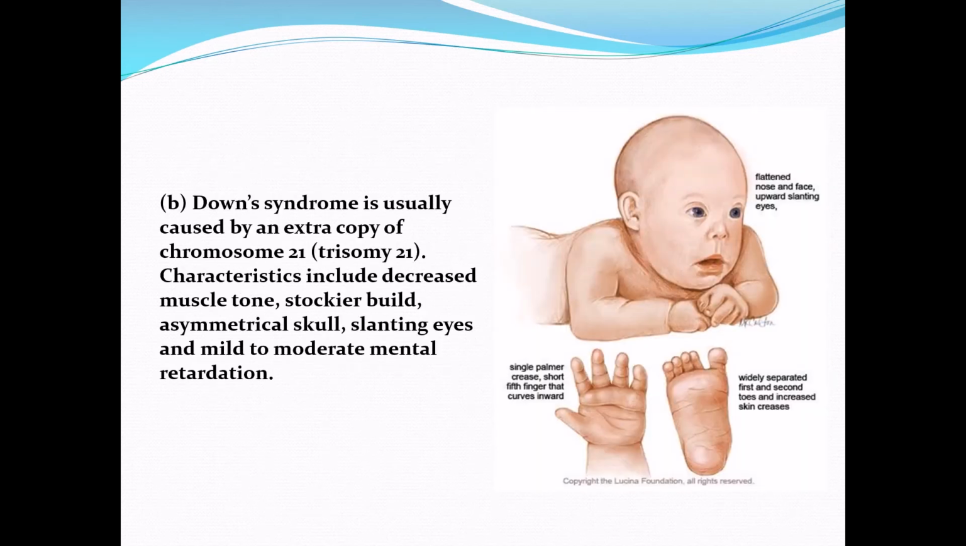The next one is Down syndrome, usually caused by an extra copy of chromosome 21, or trisomy 21. Characteristics include decreased muscle tone, stockier build, an asymmetrical skull, slanting eyes, and mild to moderate mental retardation.